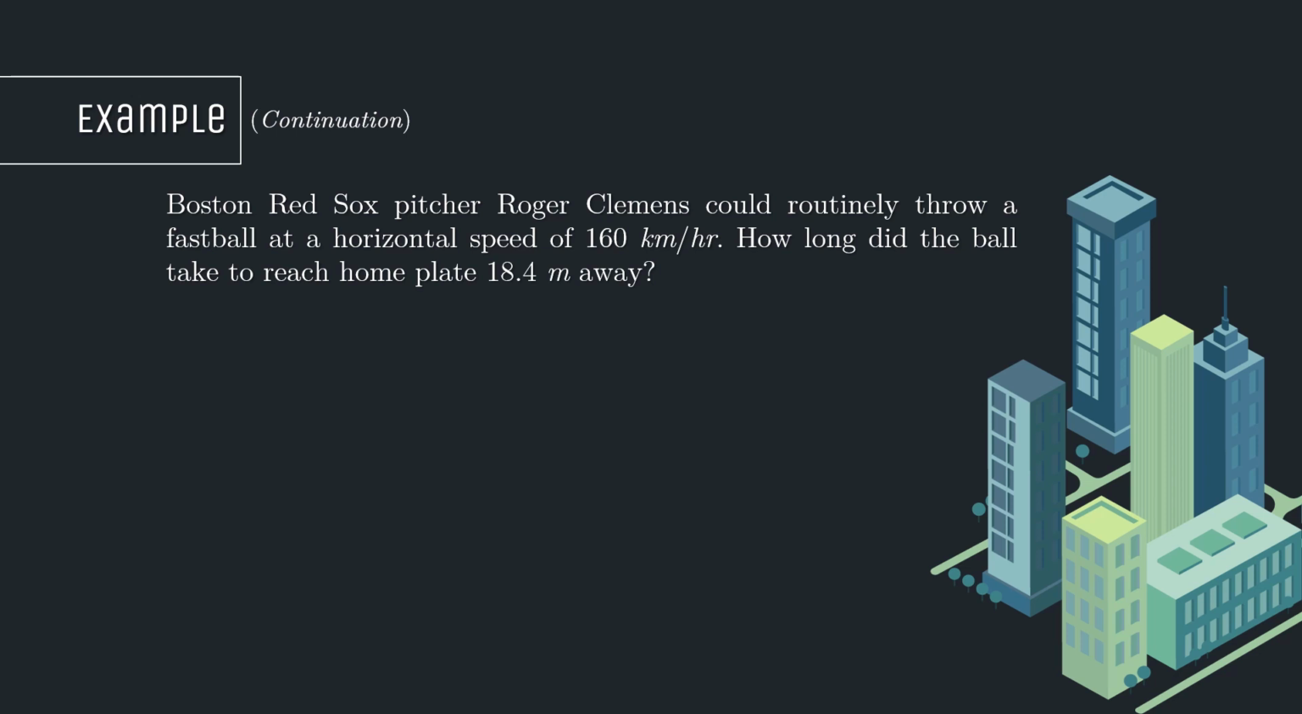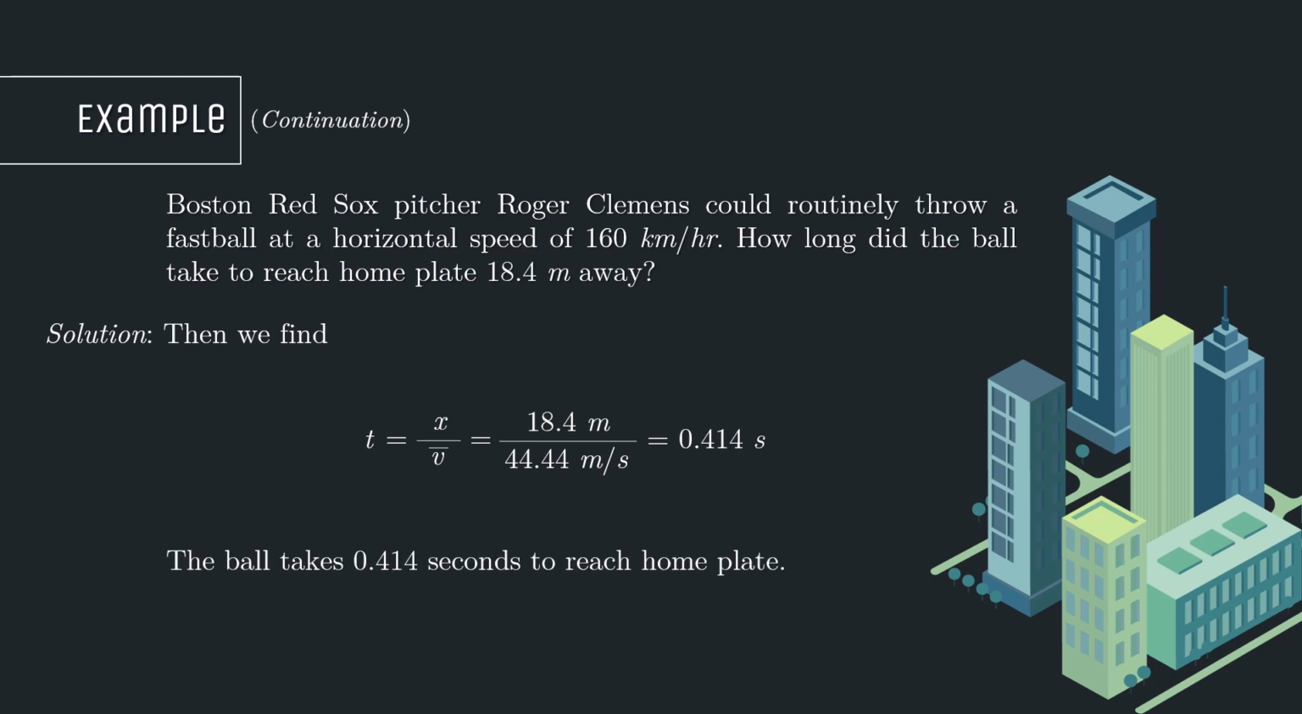And to solve for t, we use the manipulated formula t is equal to x over v, which is now equal to 18 and 4/10 of a meter over 44 and 4400 meters per second, which yields 414,000 of a second. Thus, the ball takes 414,000 of a second to reach the home plate.